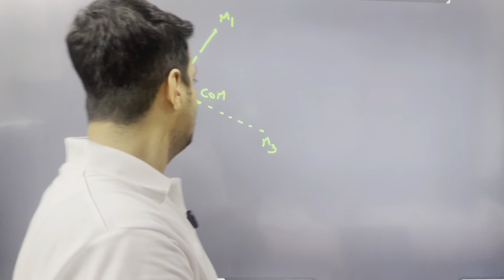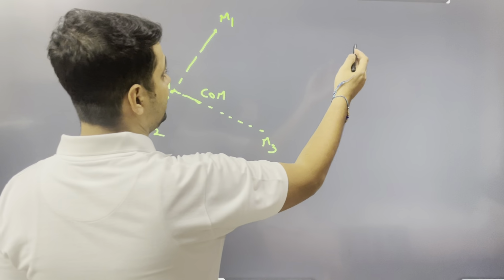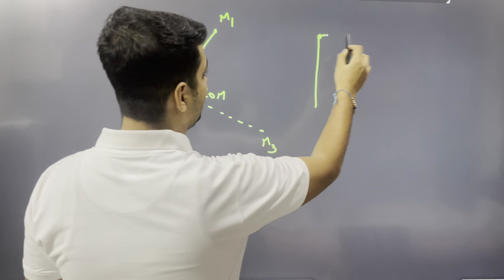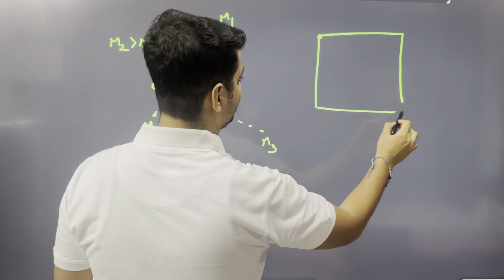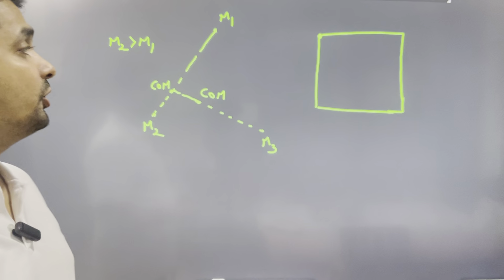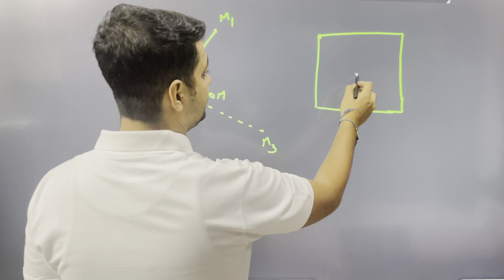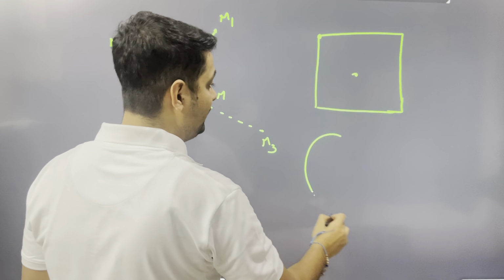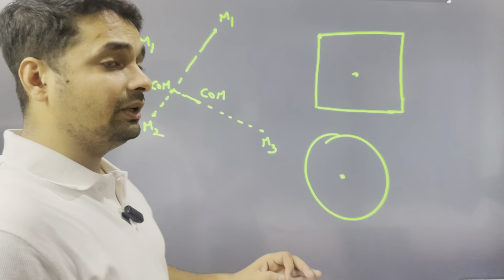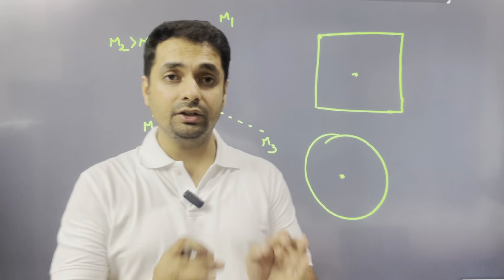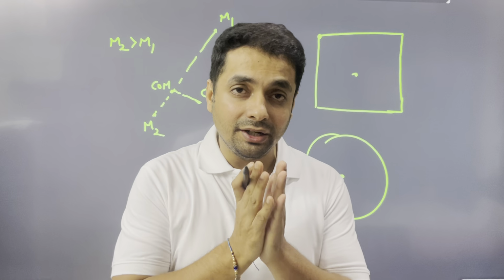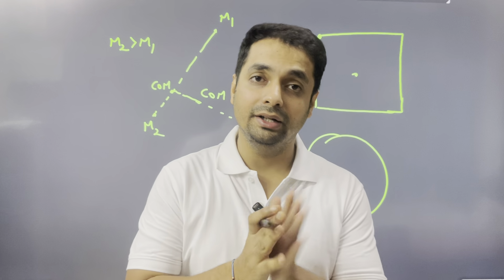Is it clear? In the same way, for example, if you have one body like this, a rectangular plate, and if it is uniform, then definitely the center of mass will lie at its physical center. In the same way, if you take a circular plate, its center of mass will lie at its physical center. So just keep it in mind. Uniform means mass is uniformly distributed everywhere, then the center of mass will lie at its physical center only.